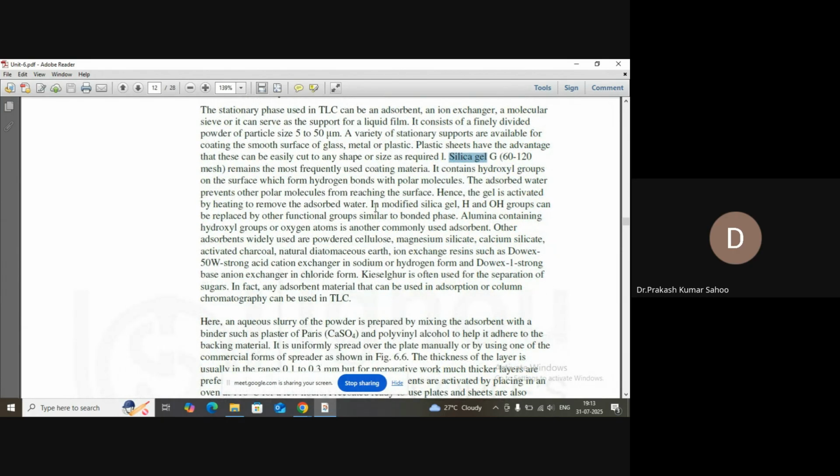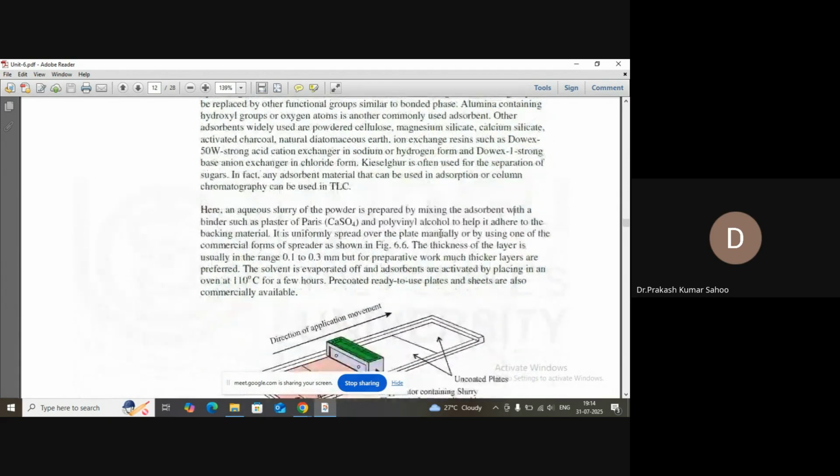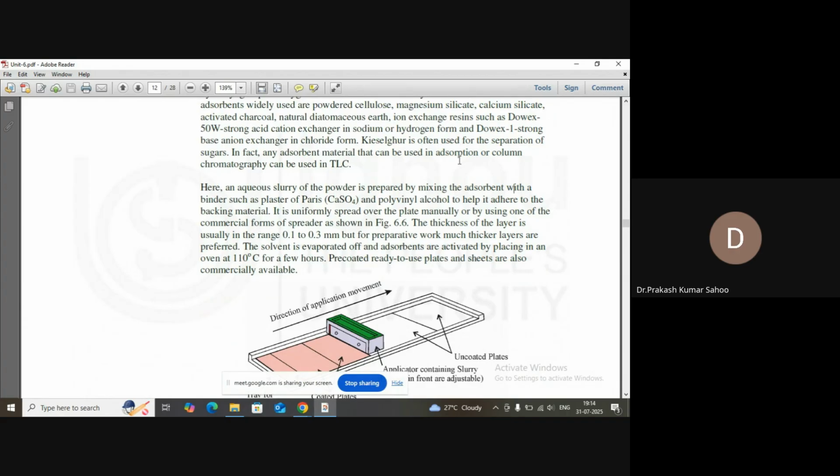In modified silica, which is the advanced version of silica, hydrogen and OH groups can be replaced by other functional groups, similar to bonded phases. The commercial names of these stationary phases of different chemical compounds may be like Dowex 50W, used for strong acid cation exchange in sodium or hydrogen form, or Dowex 1, used as a strong base anion exchanger, etc. So these are commercially available in the market.